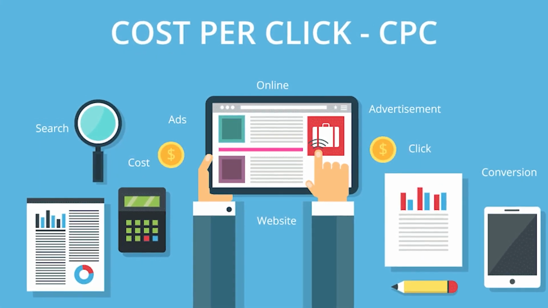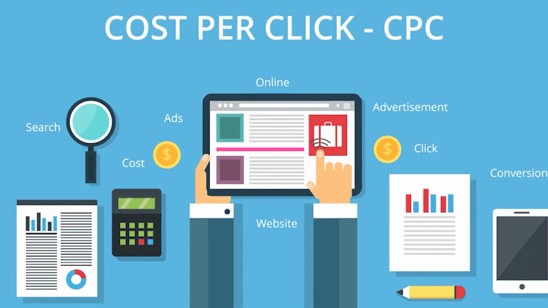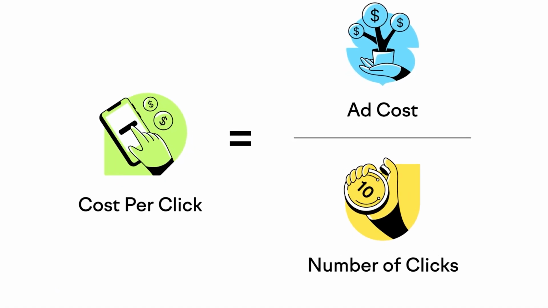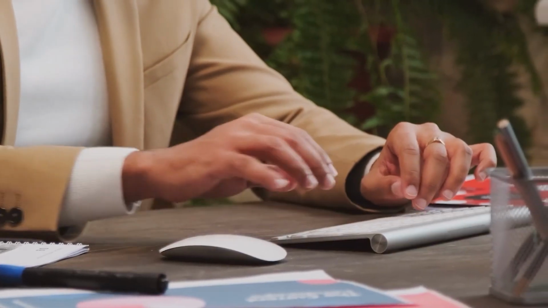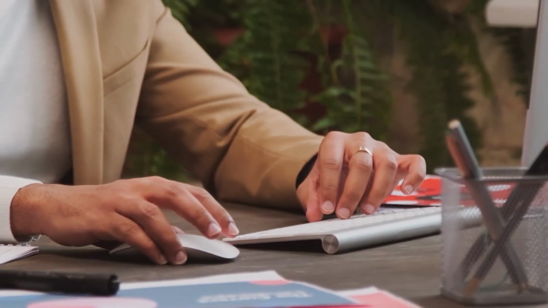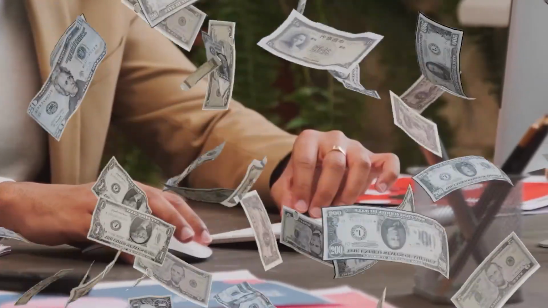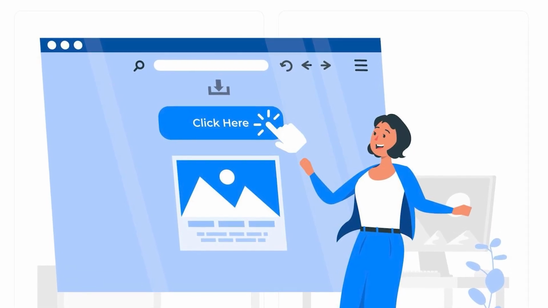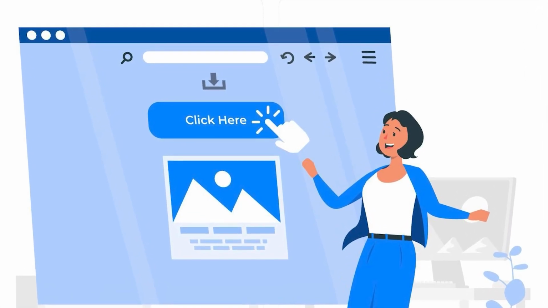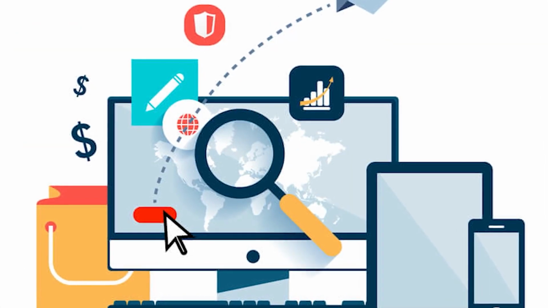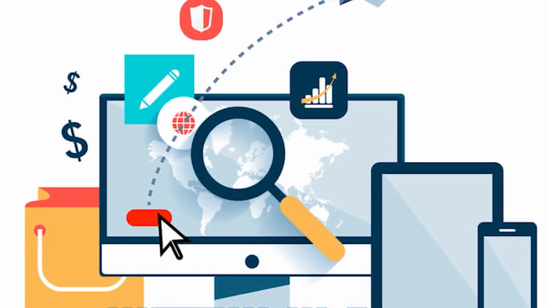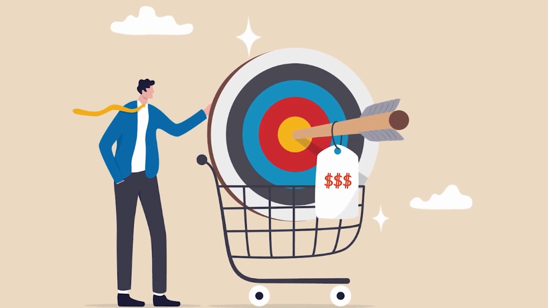Cost per click, CPC, is another important metric to track, as it measures the cost of each click on your ad. By tracking CPC, you can identify which ad variations are generating the most results for the lowest cost, and adjust your campaigns accordingly to achieve maximum ROI. In addition to tracking these metrics, it's important to regularly test and optimize your ad variations to improve their performance.